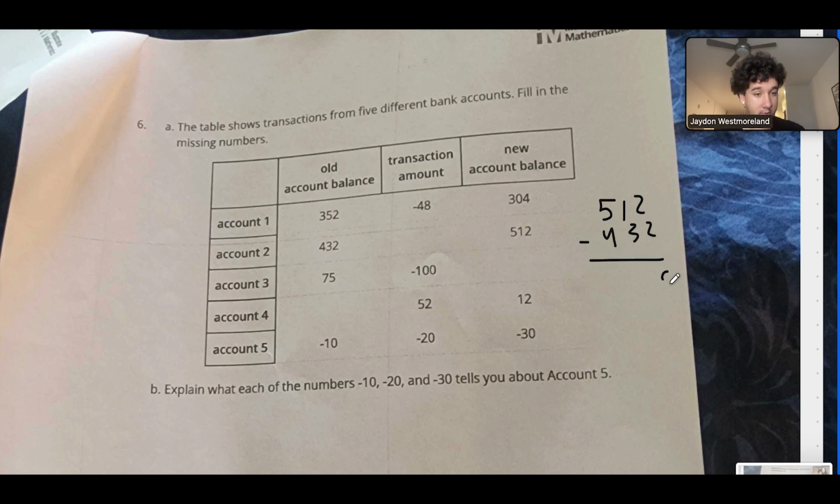Some little math here. Subtract, borrow, bring over, 8, 0. So 80, right? So that answer is going to be 80 here. So old account balance, transaction amount. This one's different. I don't have to find the difference here because I'm not doing the new value and the old value. I'm doing what has happened. So old account balance plus the transaction amount equals new account balance.